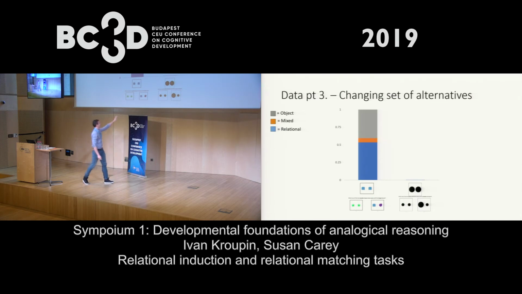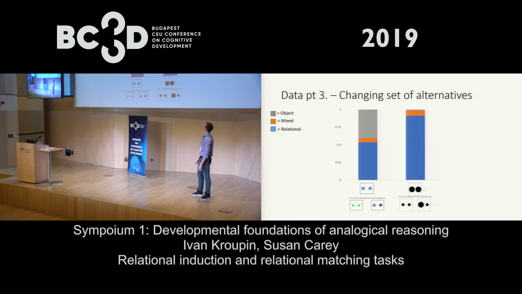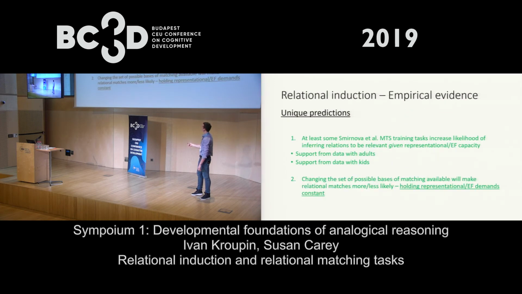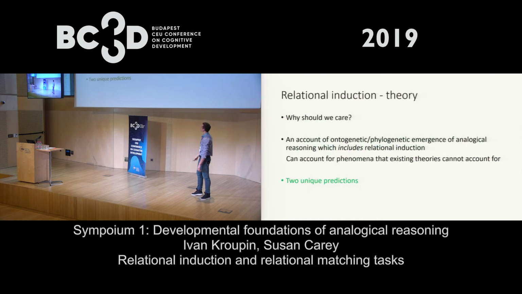Okay, so this is data you've already seen before. That's the control condition. And this is what happens when we just change the context, change the set of alternatives. We get a significant effect. And that one lonely object matcher at the top there. Okay, so that supports our second unique prediction.